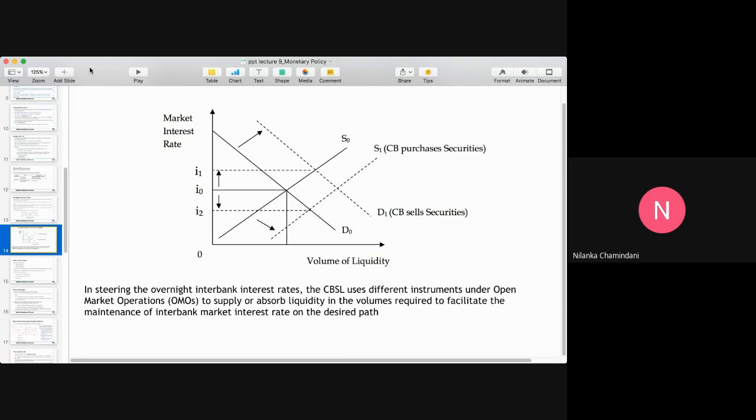Accordingly, the central bank can control the volume of liquidity in the market. So it facilitates maintaining the interbank market interest rate on the desired path. Desired path means it should be within the interest rate corridor. And if there is high volatility in the interest rate, that is also not good. So by controlling the volume of liquidity, the central bank can steer the overnight interbank interest rate. That is the overall story.